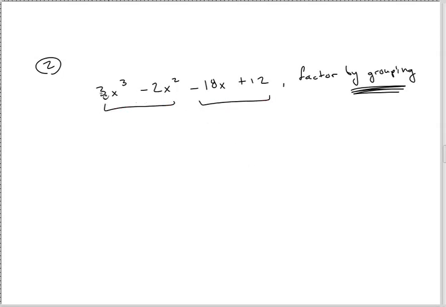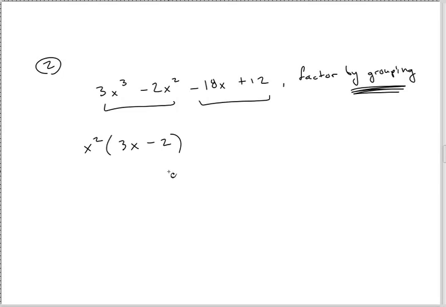And so I'm looking around here and I'm going to say, what do these guys have in common right here? Well, the 3 and the 2 have nothing in common, but they both have x. In fact, they both have x squared. And that's a pretty common thing to factor out of the first two there. And so then we got 3x minus 2 is left over. The 3 and the 2 are there. Take 2 away, et cetera, et cetera. We already did all that.